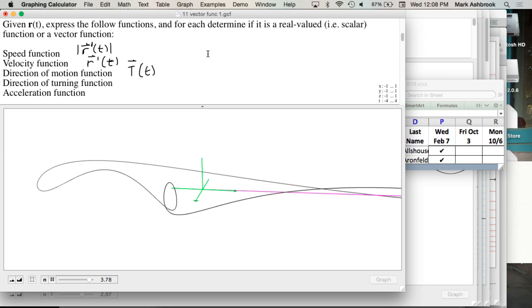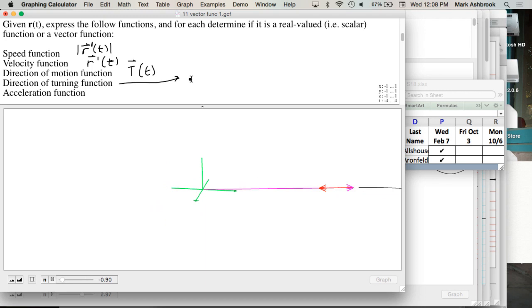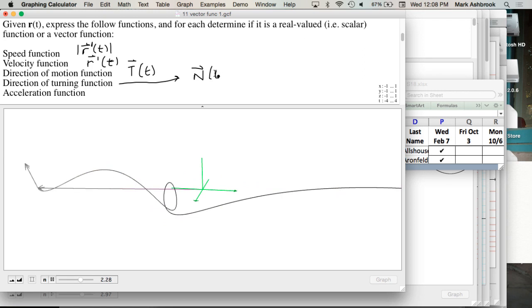Fernando, which one's that? What's that? I think Simon, yeah, Simon. It's T prime of t over the magnitude of T prime. And what is that? That is N. So the direction of turning is N, right? And that's always going to be at a right angle to the direction of motion.